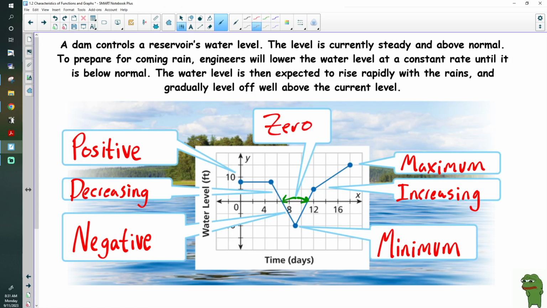Okay, these are the things you're going to have to be able to look at a function or table or graph and recognize. Hey, when's it going up? When's it going down? When's it at the highest? When's it at the lowest?